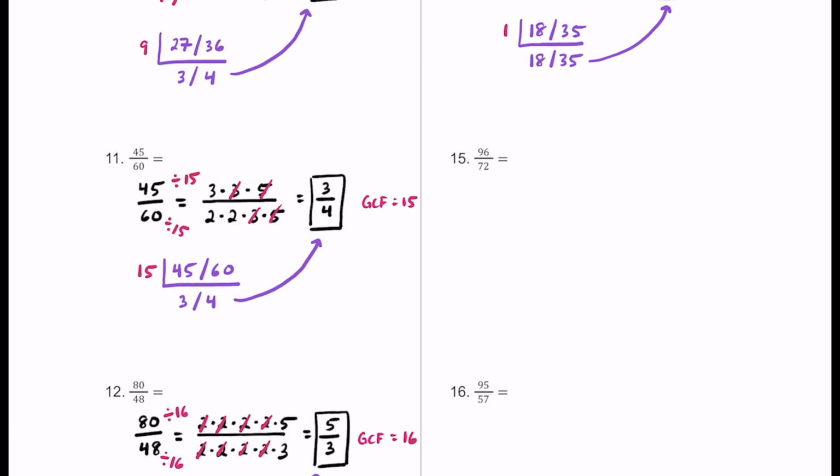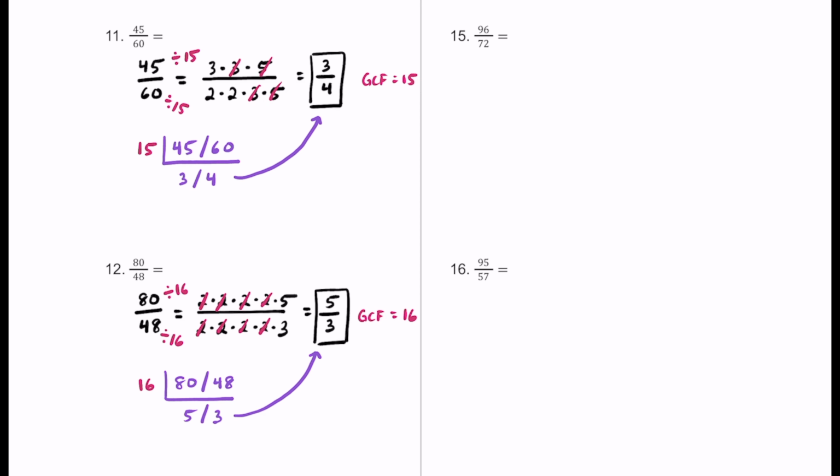Moving on to number 15. For 15, we have this 96 on top and then 72 on bottom. These numbers are a little bigger, so you may need to pause and make a tree if you need to. Feel free to. 96 is 2 times 48.